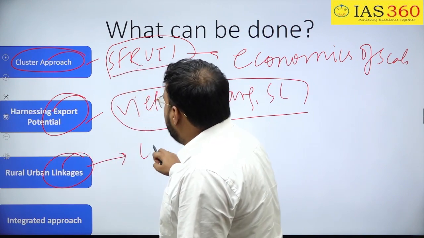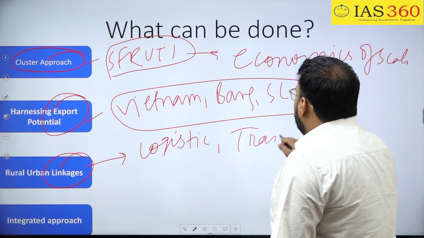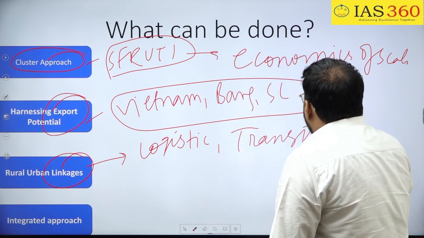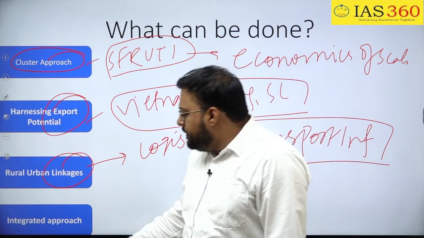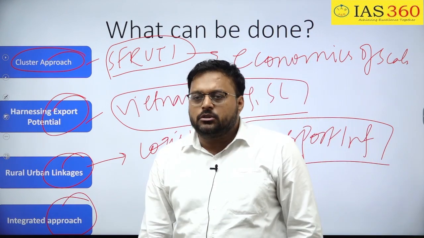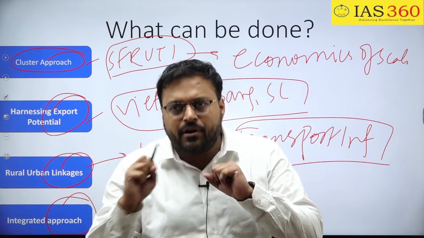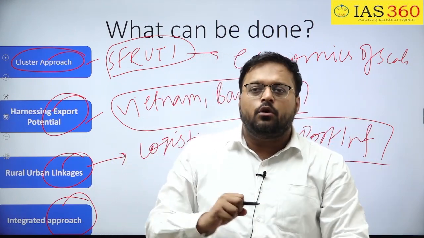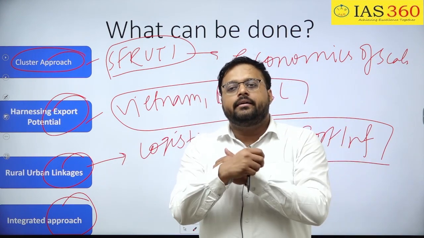Urban linkages can be built because the government is focusing upon logistics and the augmentation of transport infrastructure through Bharatmala, Sagarmala, etc. An integrated approach. Integrated approach here means policy making, its implementation, providing training, providing new technology, providing credit. Everything should happen through an integrated approach.